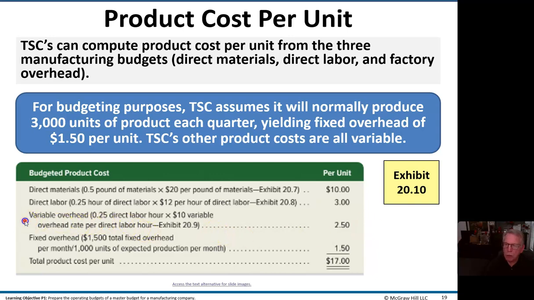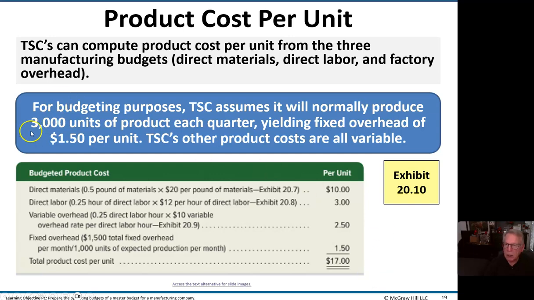Variable overhead was 25 cents, that's the direct labor hour, times the $10 variable cost per hour, or $2.50. And the fixed overhead of $1,500 per month, we're going to divide that by 1,000 units of expected production per month, or $1.50. Okay, and that will total $17.